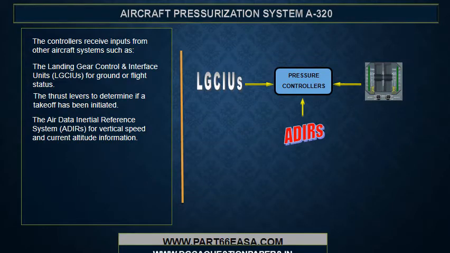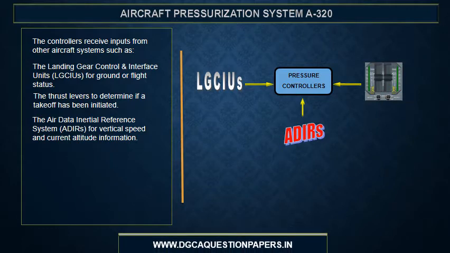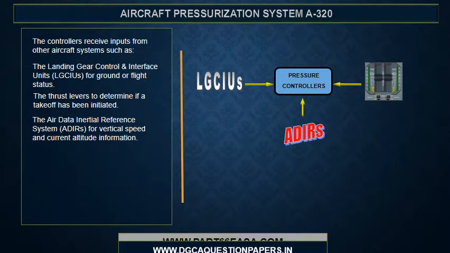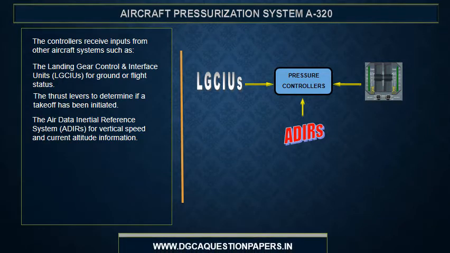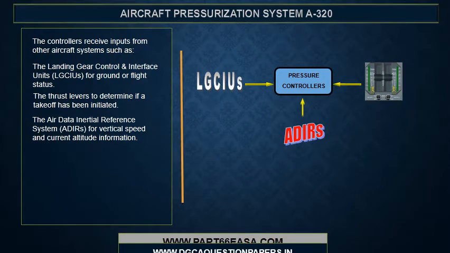The controllers receive inputs from other aircraft systems, such as the landing gear control and interface units for ground or flight status, the thrust levers to determine if takeoff has been initiated, and the air data inertial reference systems for vertical speed and current altitude information.